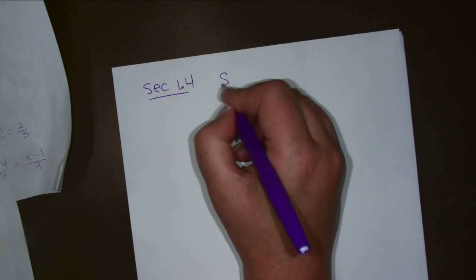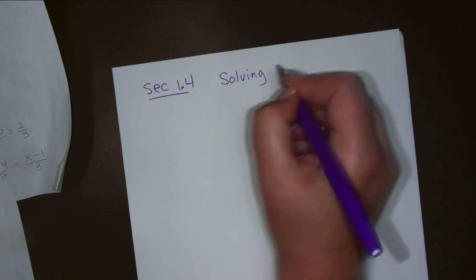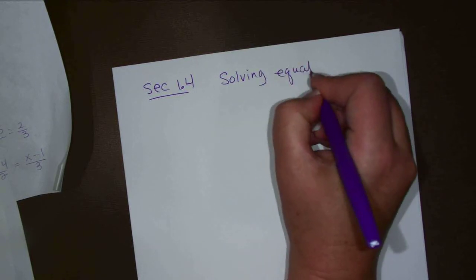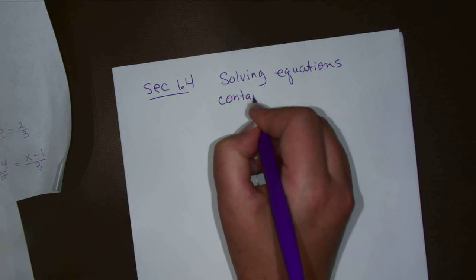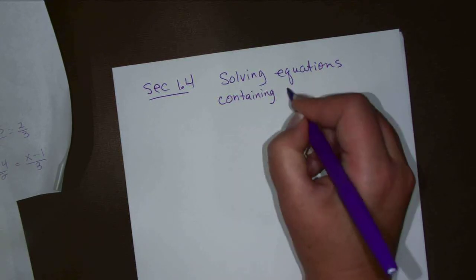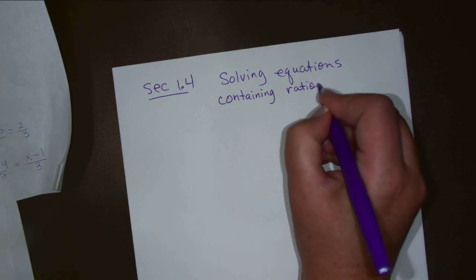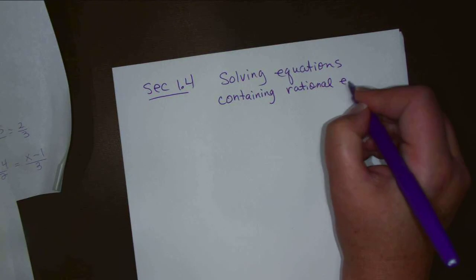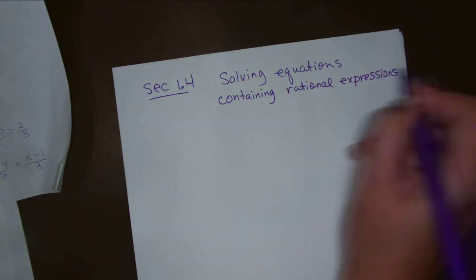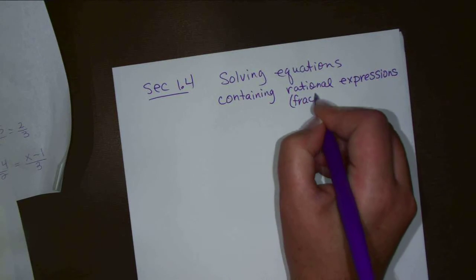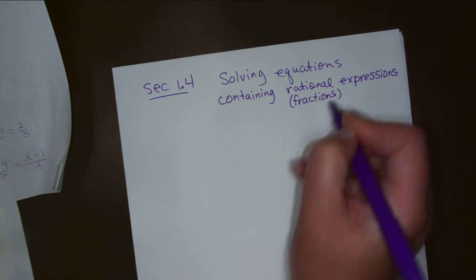Okay, so solving equations. We're going to have 3 videos for this part. A rational expression, like I said, is just a fraction that contains variables. All right, so we're going to have a couple different types.